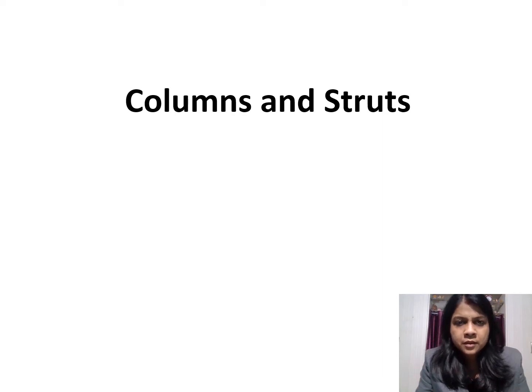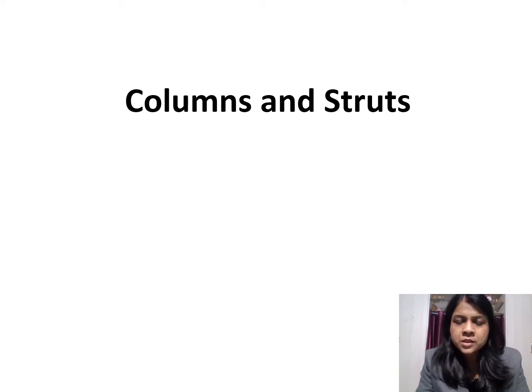Good morning. Today we'll discuss columns and struts. Now the question is, what is a column and what is a strut? Why will we study this? What is its importance? Where are we using this column and strut? Now coming to this point, we can explain that columns and struts are compression members.